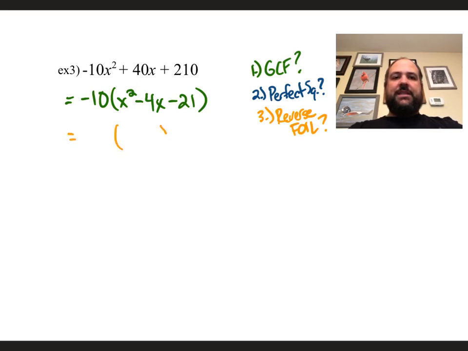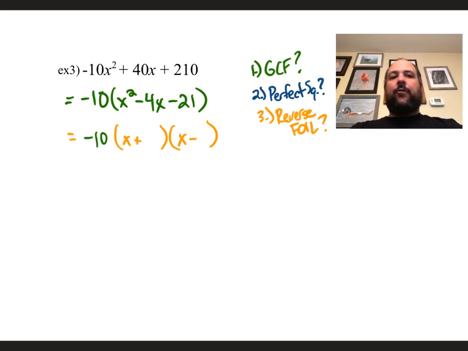We're going to break this into 2 binomials. Again, I'm going to keep the negative 10 out in front. And I'm going to look at x squared minus 4x minus 21. So thinking about what we've done the past couple weeks, x squared breaks into x and x. I want to force my signs to work out to give me a negative here. Well, the only way to get the negative is to have 1 plus and 1 minus.